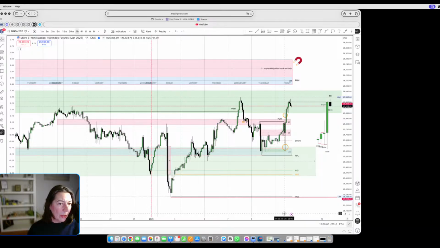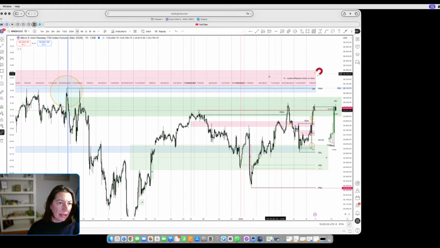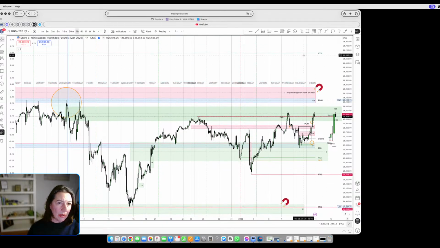So that's where I am. I just also want to show you wicks up here into this blue box and to this blue level up here. The last time we were up here was December the 10th. And so if price can get above this BISI, that's what I'm looking for next. Then use this SIBI up here to get above it. If we can get above that, then reach for all-time highs.